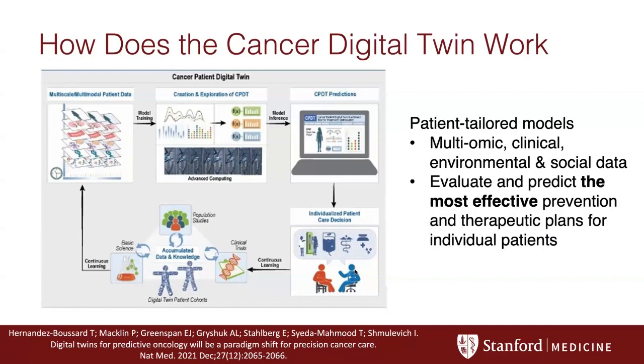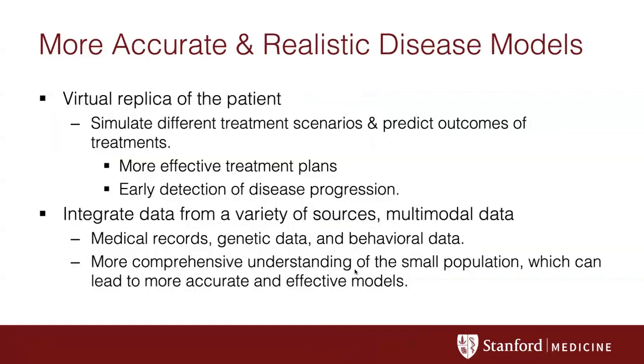And so really the digital twin is really tailored models using multi-omic data, clinical data, environmental data, and social data to really evaluate and predict the most effective prevention and therapeutic plans for an individual. And so what opportunities does the digital twin provide for us? Well, it provides us to create more accurate and realistic disease models, right?